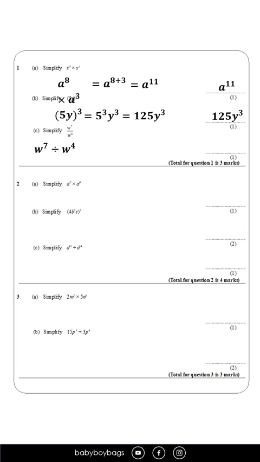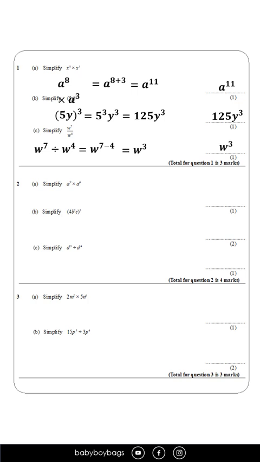The next concept is division of indices, whereby we have indices of the same base dividing each other. It means that we're going to subtract, where we have 7 subtracting 4. This gives us w to the power 3. Very, very easy.